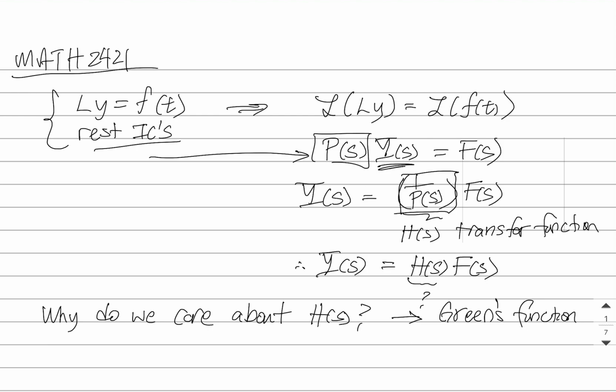called the transfer function. Now the transfer function ends up encoding all of the information about the left-hand side of the differential equation, the differential operator. In the case of rest initial conditions, all we have is the following for the transformed solution. It's a product of these two functions, the transfer function and the transformed right-hand side. So it makes it really, really easy for us to swap out different right-hand sides and come up with solutions.